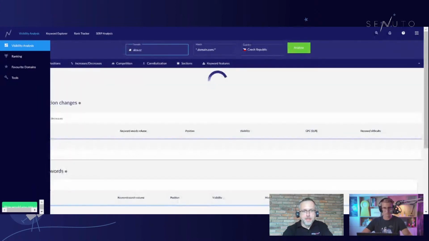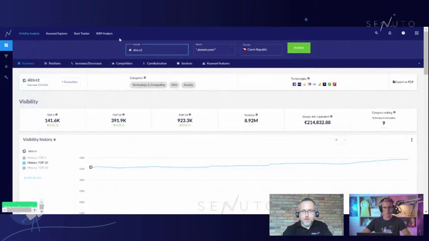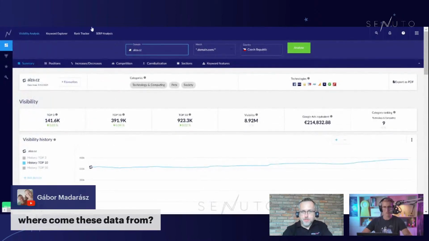It's very interesting. And we have the first question from Gabor. Where does the data come from? Can you answer that? Yes, for sure. We have our own database. I hope, Gabor, we have our own database for sure. We have our own crawlers and data that we are gathering right now in our Senuto database. So regarding CZ, and regarding Czech and Slovak, this is the answer. Gabor, will this be okay for you?